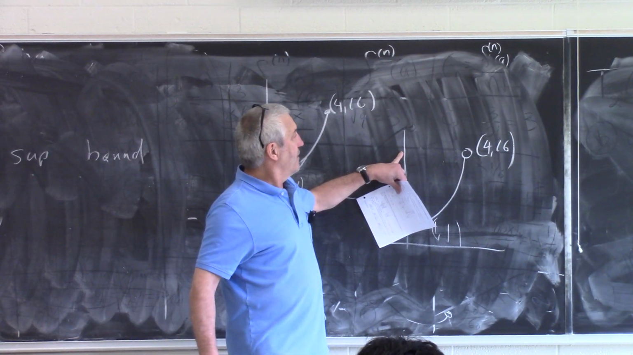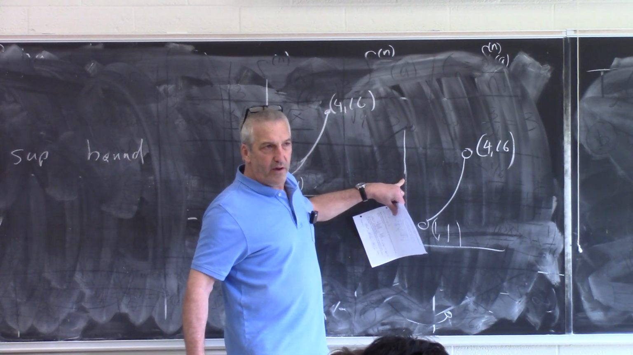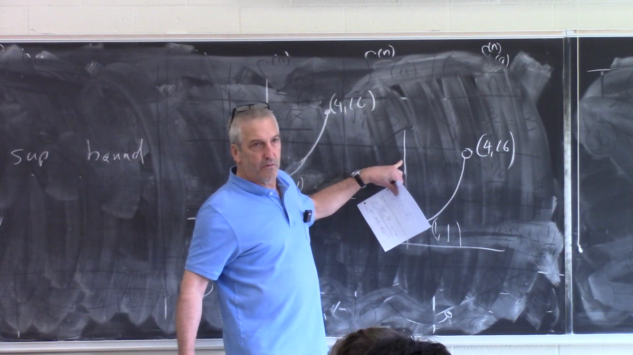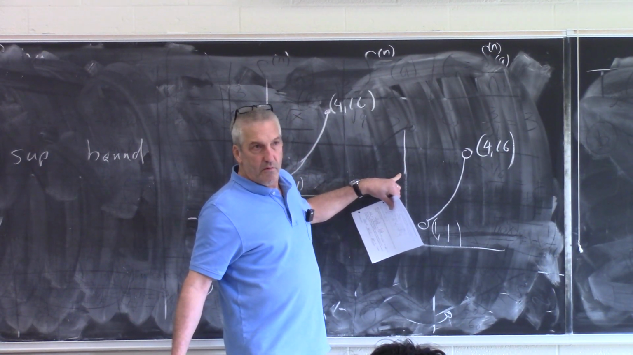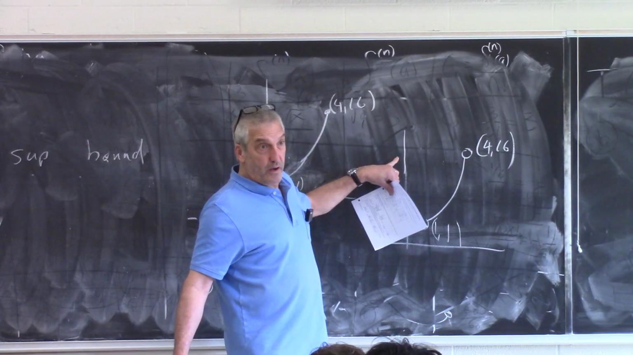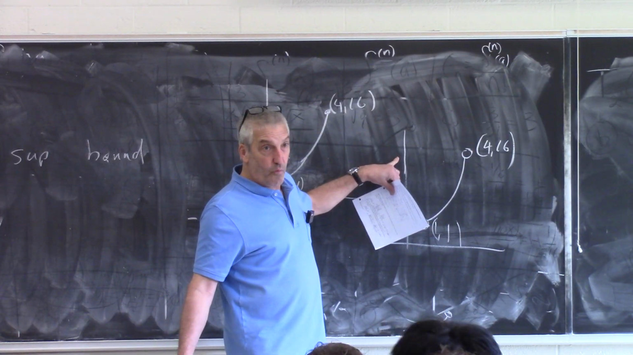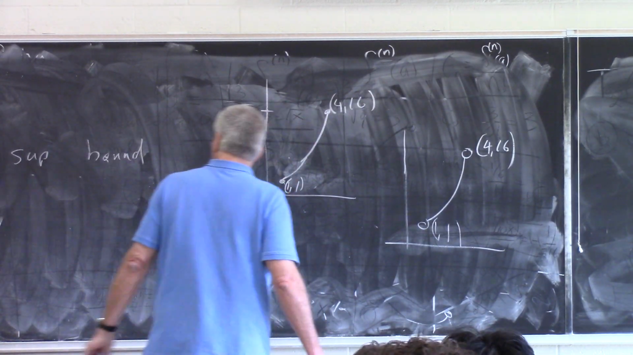You could say, well, maybe it's 15. Well, there are y values in this graph that are bigger than 15, so 15 is not the max. You could say maybe 15.999999. Well, that's not the max because there are y values bigger than that in this set.